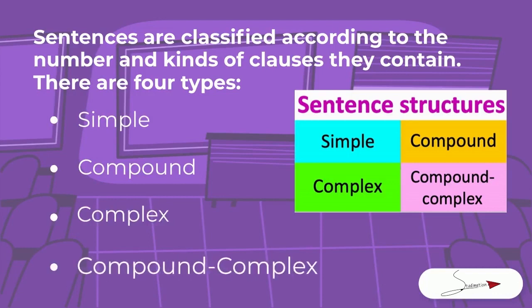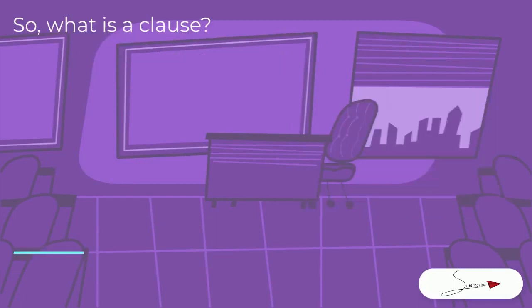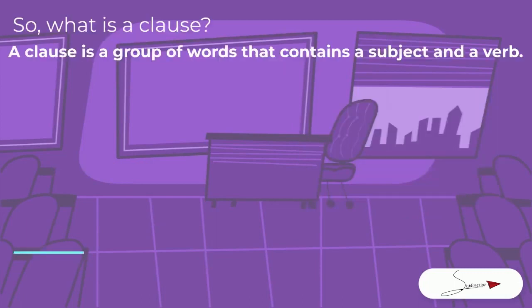Before we look at each one of these more closely, we need to know what a clause is and the difference between an independent and a subordinating or dependent clause. So, what is a clause? A clause is a group of words that contains a subject and a verb.